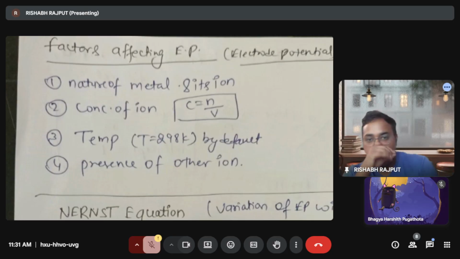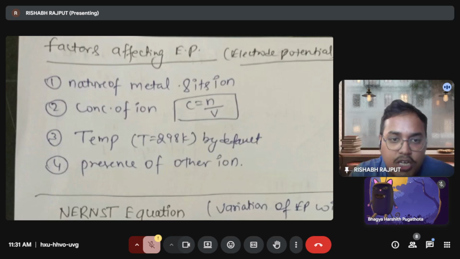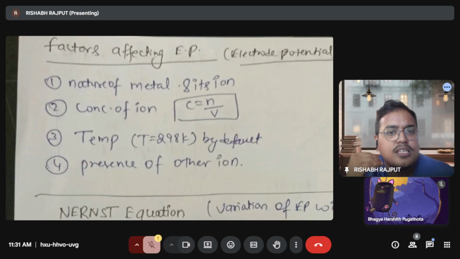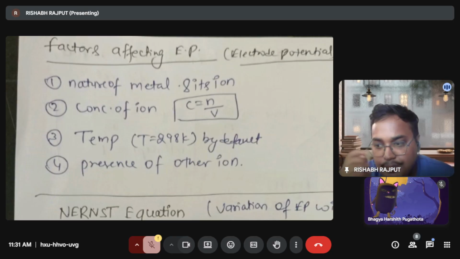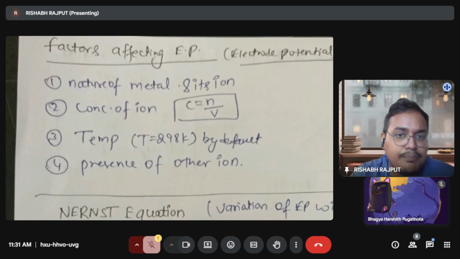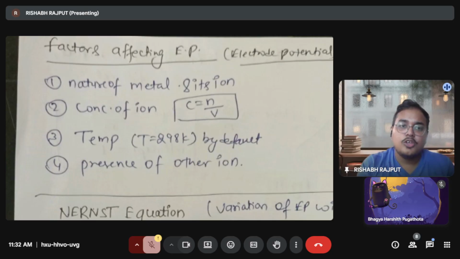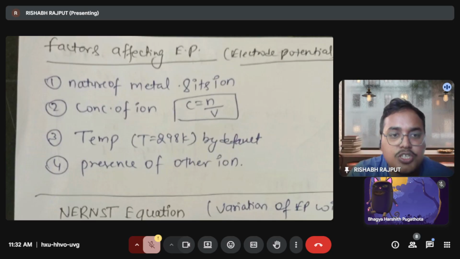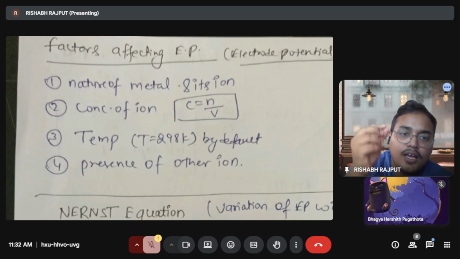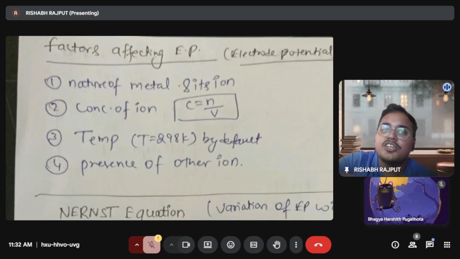Please see, guys. If in your question they do not give you the temperature, just suppose that the temperature by default is 25 degrees Celsius, which is 298 Kelvin, room temperature. So we take room temperature. Now you can ask, sir, how do concentration of ion or temperature affect the electrical potential value? How can we know? For this, the Nernst equation will come. This Nernst equation will help you find the E cell value depending on concentration and temperature.